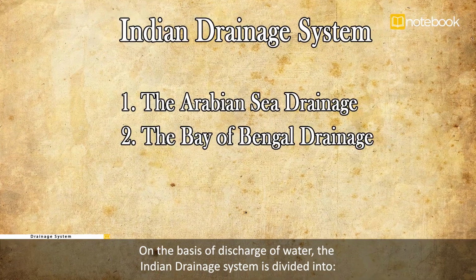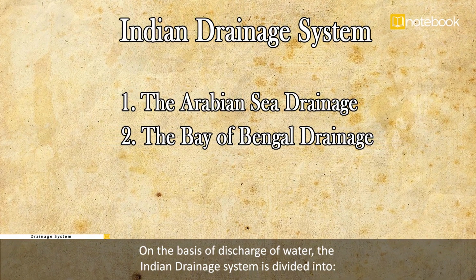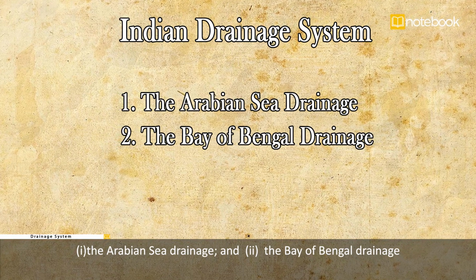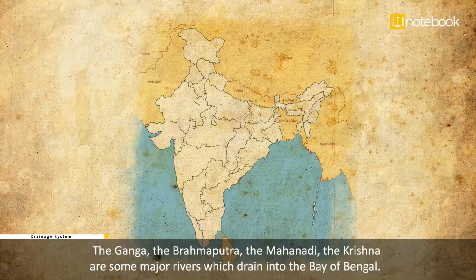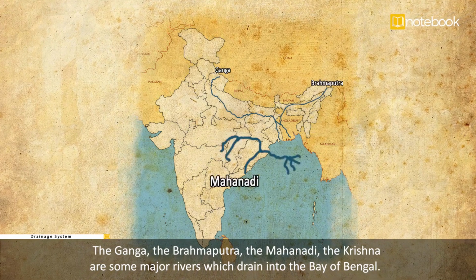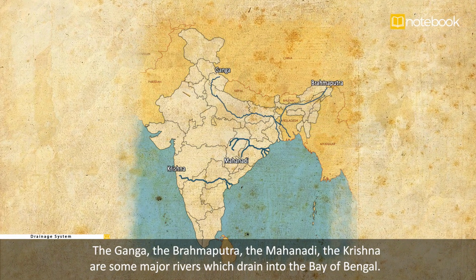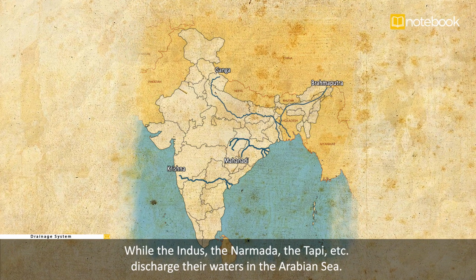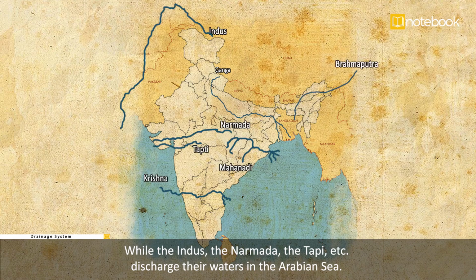On the basis of discharge of water, the Indian drainage system is divided into the Arabian Sea drainage and the Bay of Bengal drainage. The Ganga, the Brahmaputra, the Mahanadi, the Krishna are some major rivers which drain into the Bay of Bengal, while the Indus, the Narmada, the Tapi, etc. discharge their waters in the Arabian Sea.